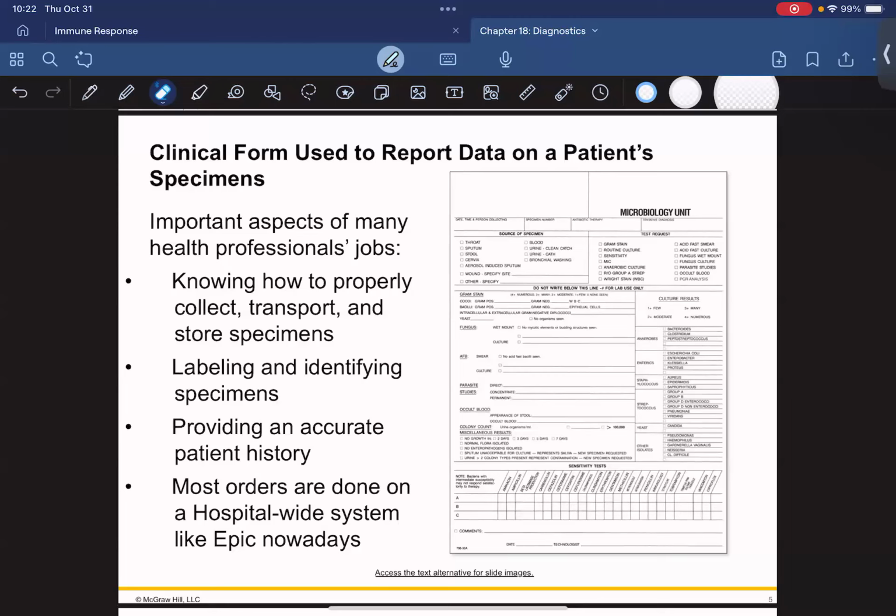Everybody has their systems. But if it's in Epic, what happens is the doctor will put in the order for that BMP or that CMP, and then you as a nurse will see that in your patient's orders. You get to print that little label out and get your tubes together and come to your patient's bedside and collect those things through their IV or by venipuncture, and then be labeling your tubes bedside.